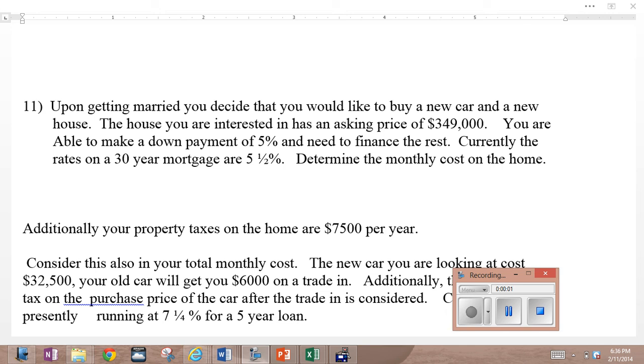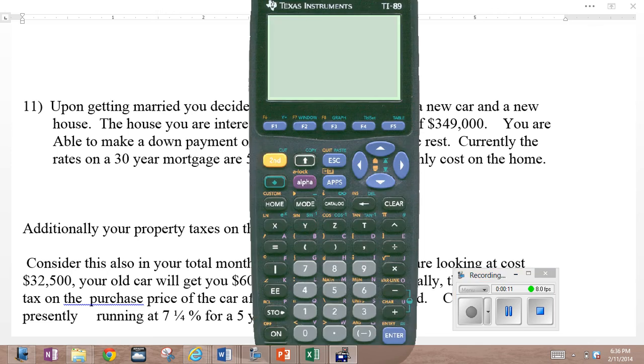All right, let's begin and look at this big problem, number 11. It's really not that bad if you think about it. Take it in stages, okay? So we're going to need to pull up our calculator to do a few calculations here.